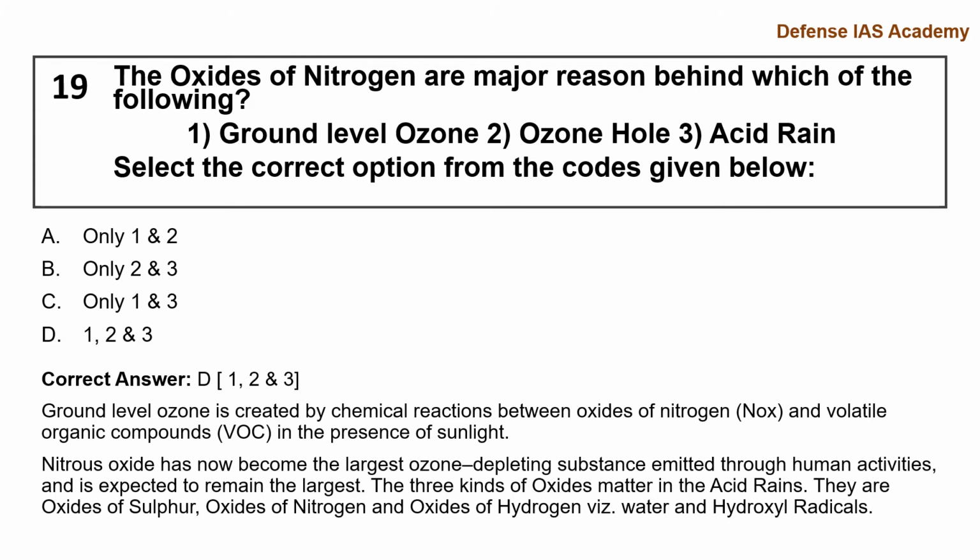Ground level ozone is created by chemical reaction between oxides of nitrogen and volatile organic compounds in the presence of sunlight. Nitrous oxide has become the largest ozone depleting substance emitted through human activities and is expected to remain the largest. The three kinds of oxides matter in acid rain. They are oxides of sulfur, oxides of nitrogen and oxides of hydrogen via water and hydroxyl radicals.